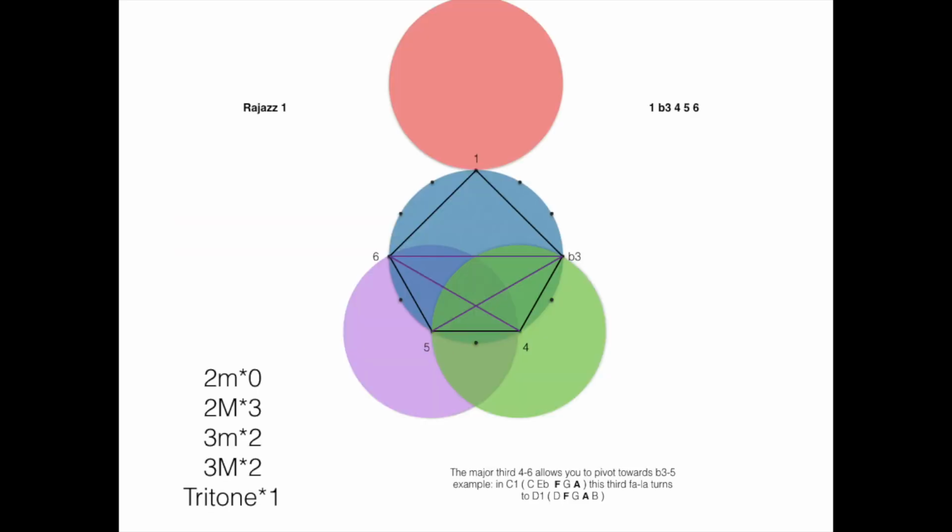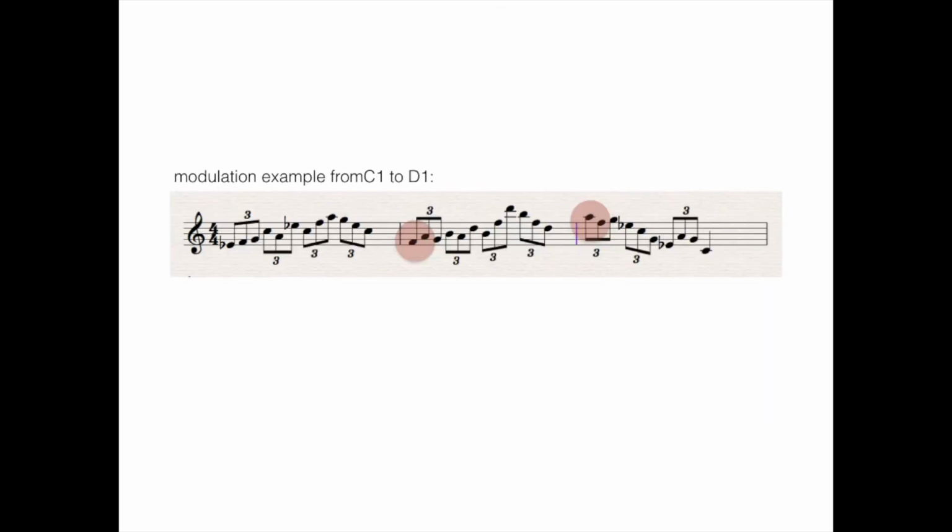The major third we find between 4 and 6 allows us, of course, to pivot toward the major thirds we have between flat 3 and 5. So in C, the major third between F and A allows us to modulate in Rajazz 1 in D, where FA lies between flat 3 and 5. Here's an example.